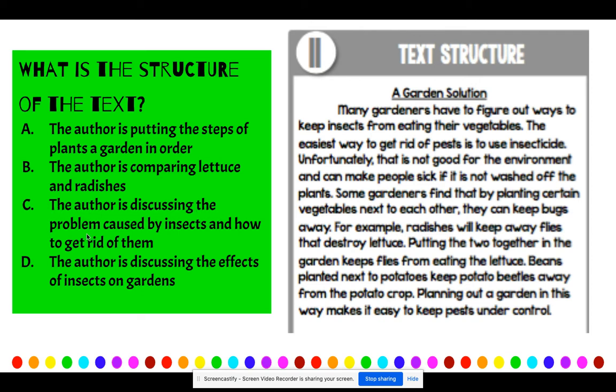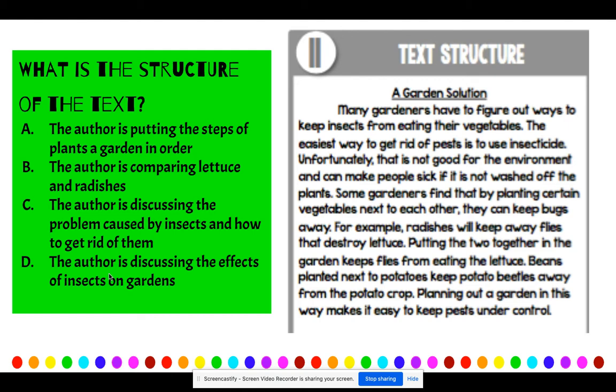C, the author is discussing the problems caused by insects and how to get rid of them. Oh, he definitely talked about how insects can be a problem in the garden. And he told me that if I plant my plants a certain way, I can keep the insects away from them. So I really like C, but I'm a good reader, and we know we have good strategies, and that tells us to look at all of my options.